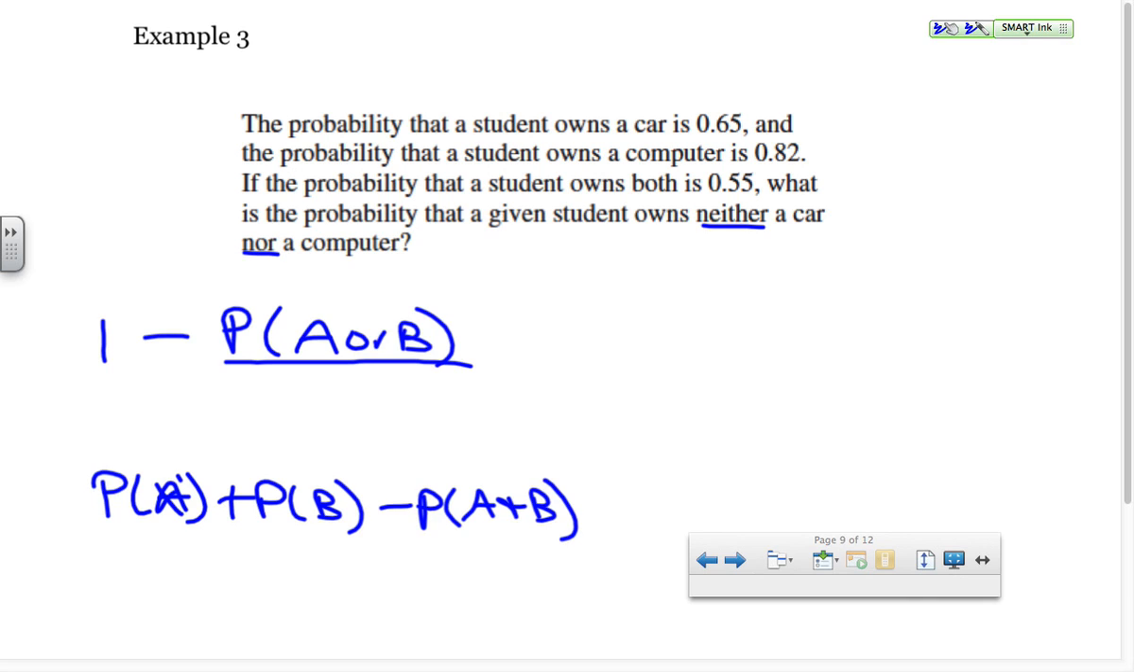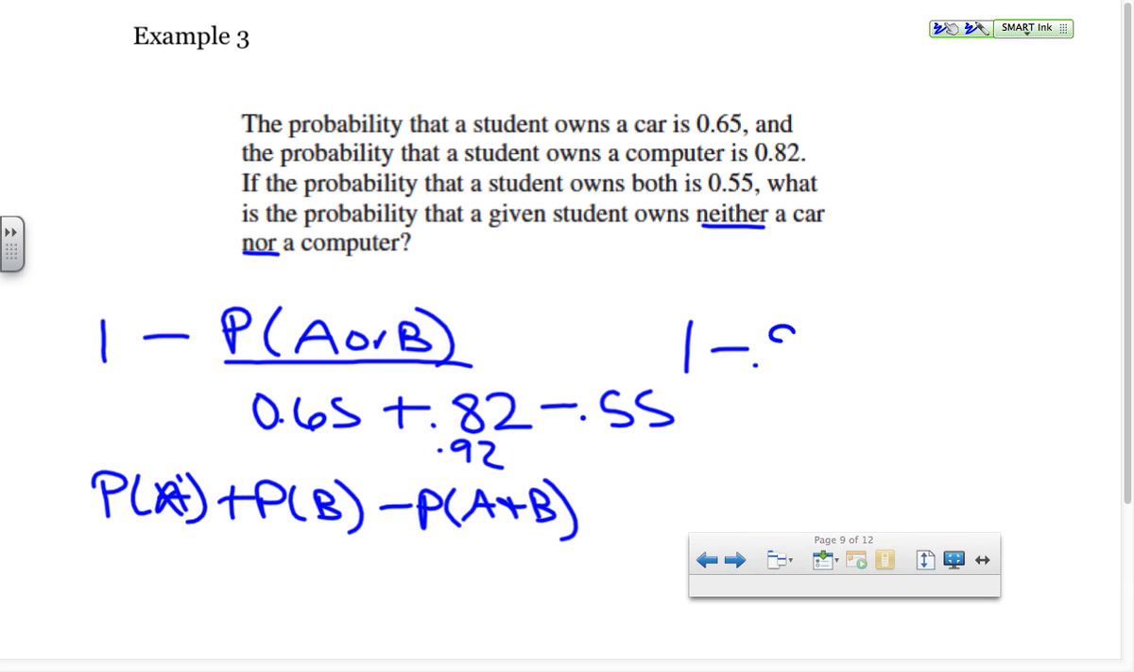So the probability of A is 0.65, and the probability of B is 0.82, and the probability of both is 0.55. So we're going to figure this out first. The probability of owning a car or a computer is 0.92. If I add these up and subtract 0.55, it's 0.92. But I don't want to know that. I want to know the probability that I don't have either one. So that's 1 minus 0.92, which is 0.08.